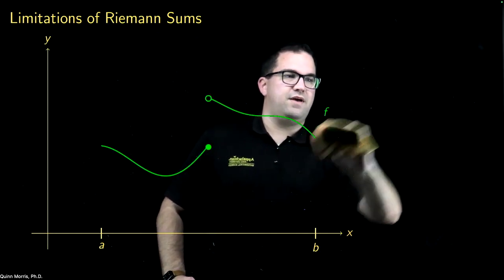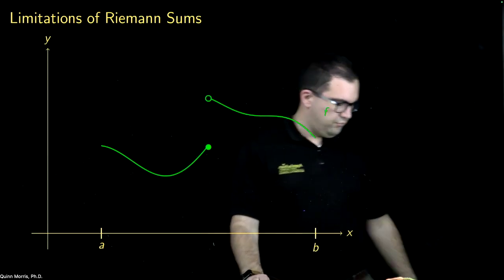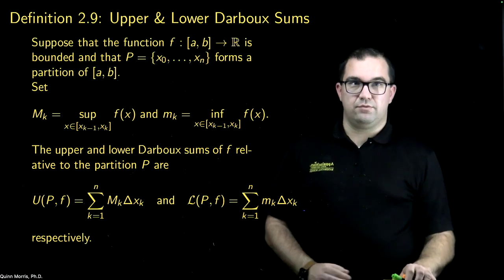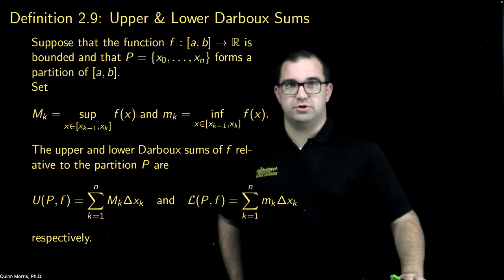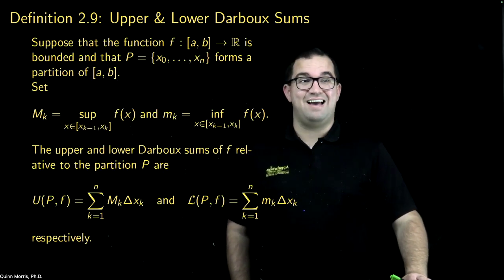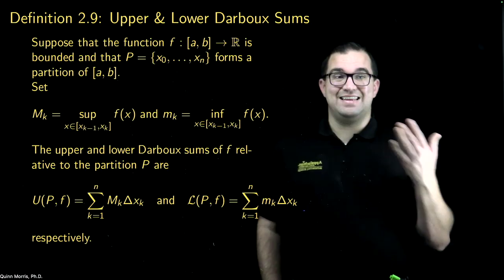And again, they help us recover some things that we can't exactly do with a Riemann sum. So here's the definition. Again, we're going to take f to be a bounded function, and we're going to take a partition. Now notice here, I don't have any tags. One of the advantages of upper and lower Darboux sums is you don't need any tags.